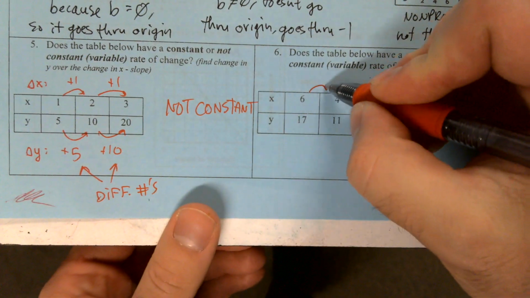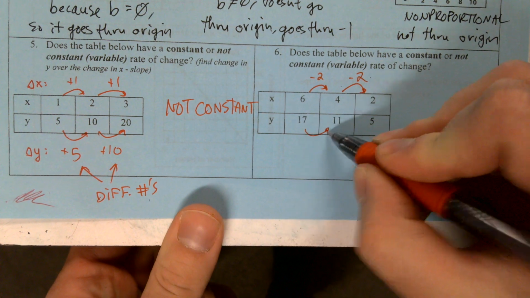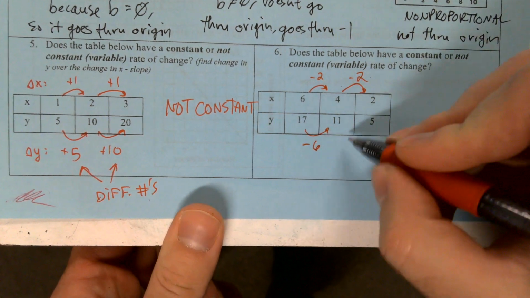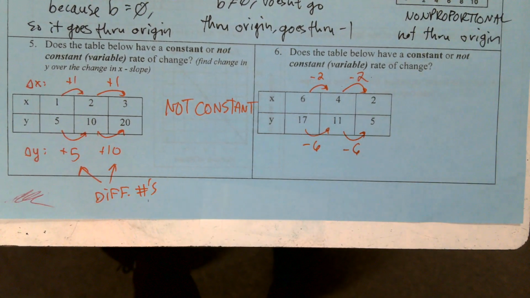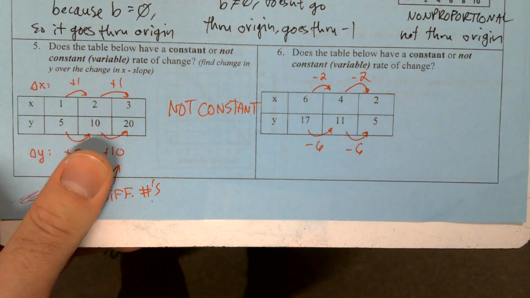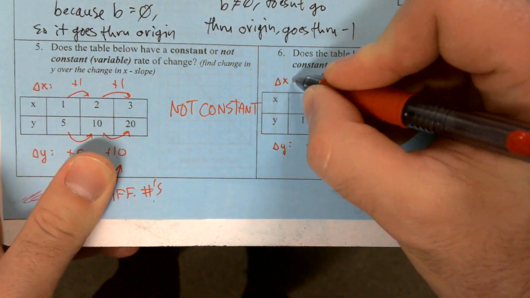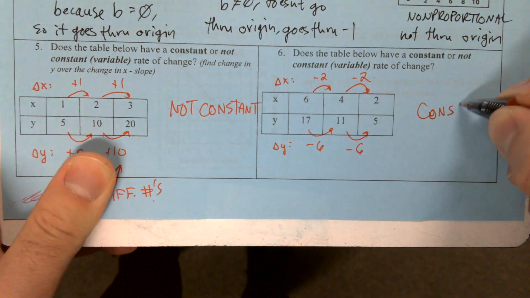Let's look at number 6. From 6 to 4, that's -2. From 4 to 2, that's -2. From 17 to 11, that's -6. From 11 to 5, that's -6. Everything constant there on the top and the bottom? Yeah, we got all -2's on the top, all -6's on the bottom. This would be a constant relationship.